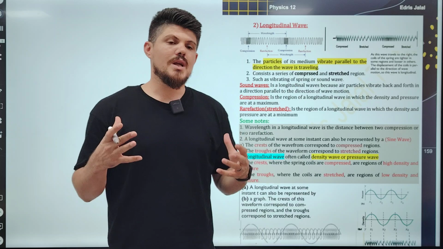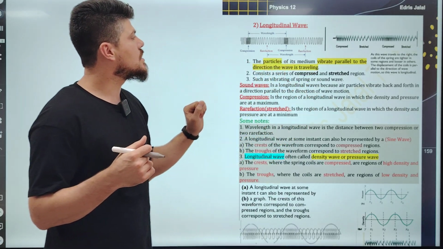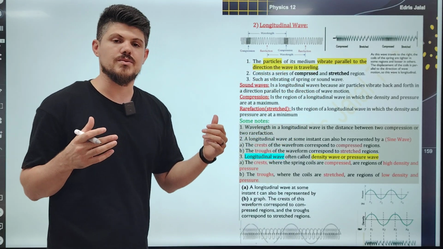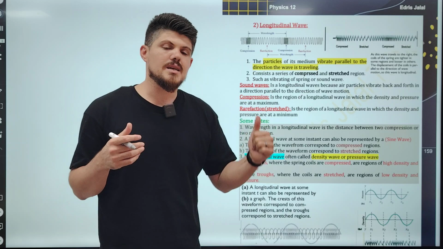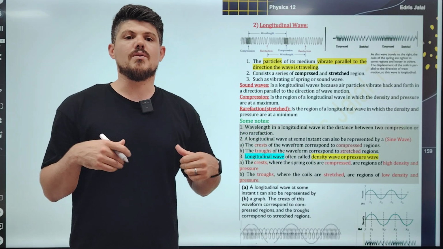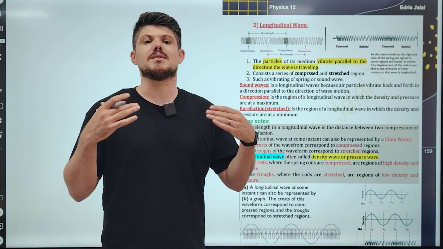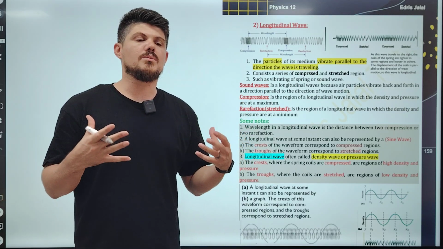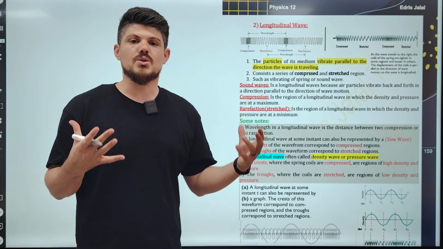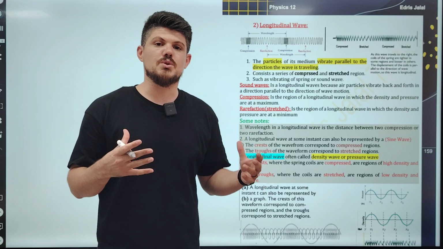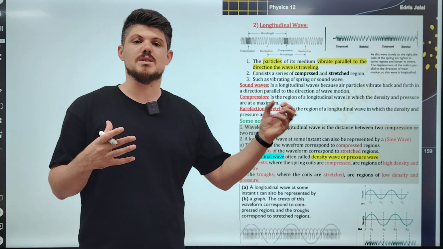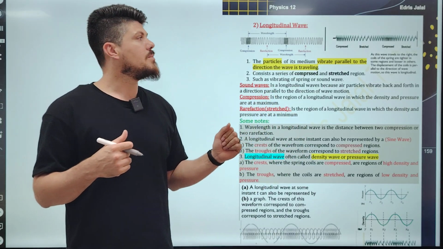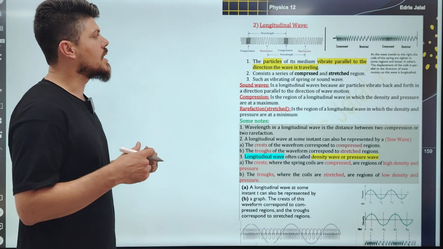But in today's lesson, we will talk about the longitudinal wave. The longitudinal wave is another type of mechanical wave, such as a sound wave. Now I'm going to tell you how the particles vibrate in a longitudinal wave. So what is the difference between longitudinal wave and transverse wave? Both of them are a type of mechanical wave.